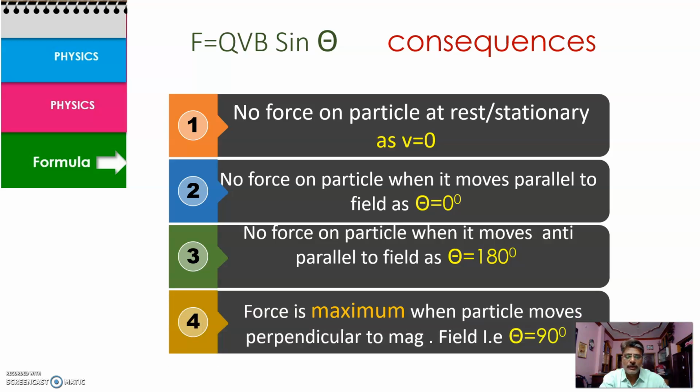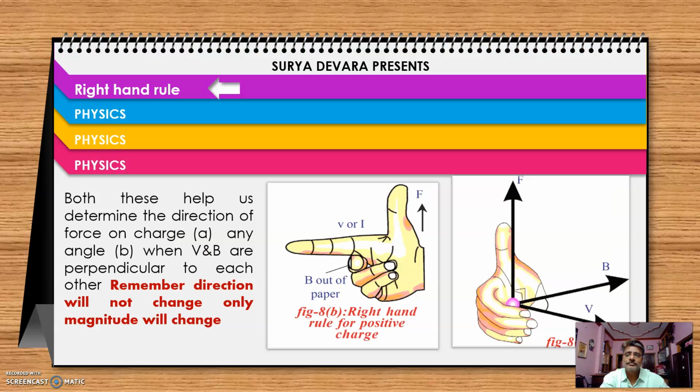And coming to the fourth point, the force is maximum when the particle moves in the perpendicular direction to the magnetic field. We know that when theta is 90 degrees, sin 90 is 1, that is the maximum possible value, and hence the force experienced by the charged particle will be maximum when it moves perpendicular to the magnetic field. Please remember these points.